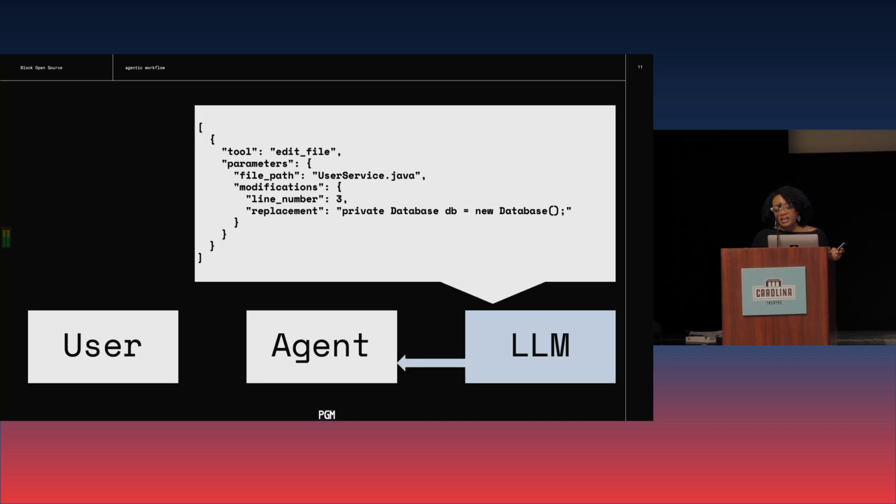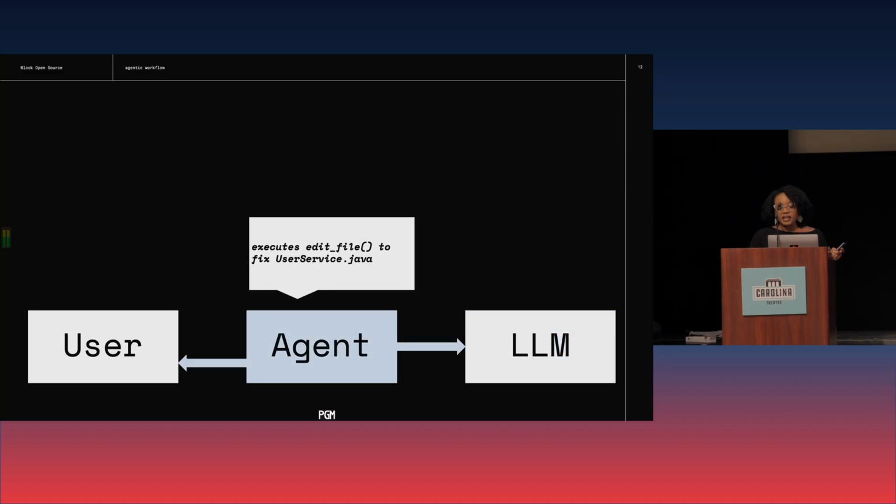The LLM recognizes the issue, which is that the DB variable is not initialized, and now it selects another tool, the edit file, to fix the issue. And notice it's saying, okay, in this particular file, I want you to go to this line number and replace the text that's there with this new text. The agent executes edit file to fix the UserService.java and outputs what it's doing to the user.